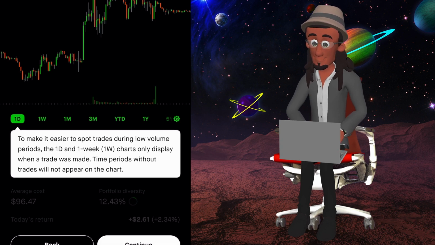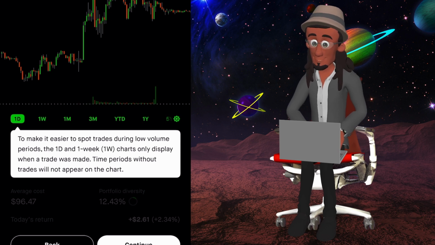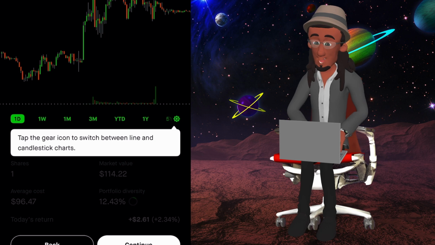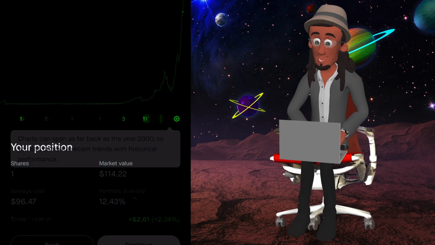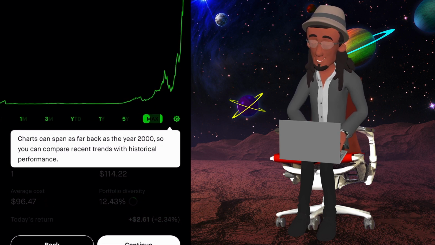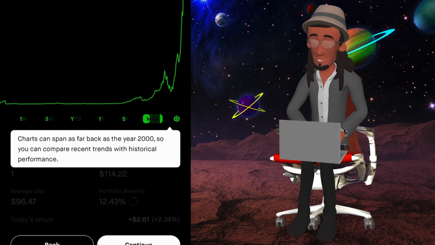To make it easier to spot trades during low value periods, the 1-day and 1-week charts only display when a trade was made. Time periods without trades will not appear on the chart. Tap the gear icon to switch between line and candlestick charts. Charts can span as far back as the year 2000, so you can compare recent trends with historical performance. That's a game changer right there. You can go back and see what has happened in the market over the last 25 years.